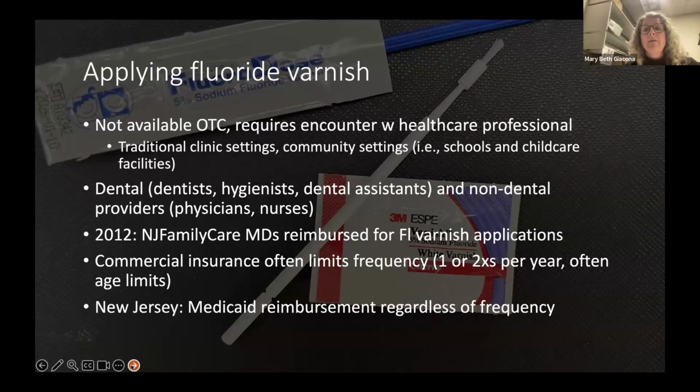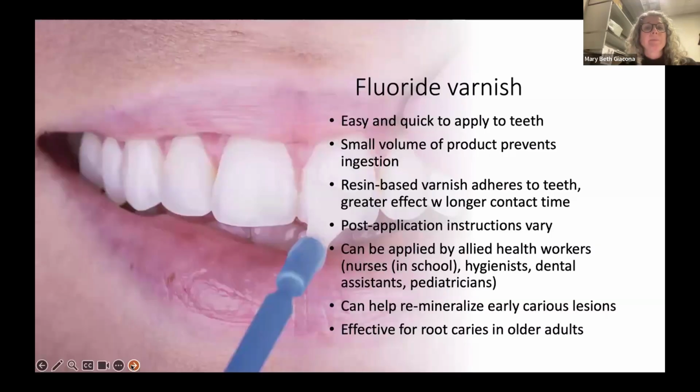So if I have a child who's at very high risk for dental decay and they saw their pediatrician last month and their pediatrician applied fluoride varnish, which was great because this kid is at high risk for decay, maybe even already has decay, and I see them a month later, I can put fluoride on and I'll still get reimbursed, because New Jersey has the smarts to realize that the fluoride varnish is doing a good thing, and they want to encourage its application, especially in our high-risk children.